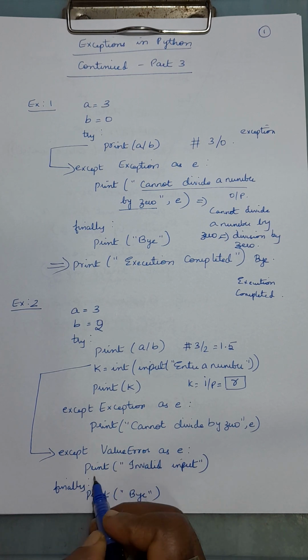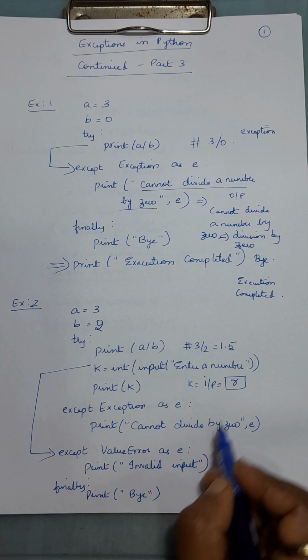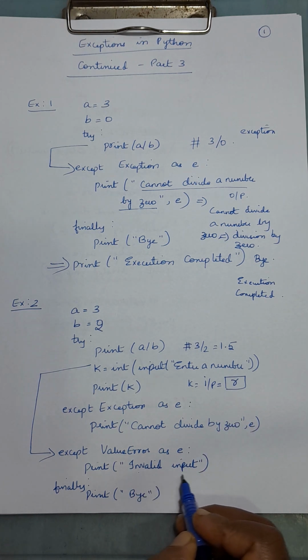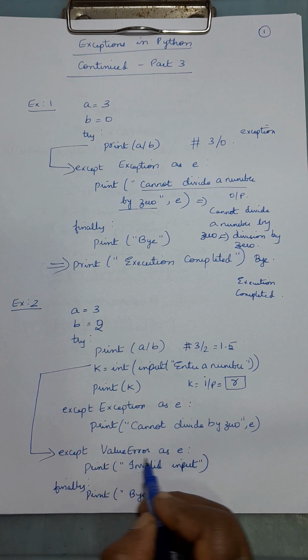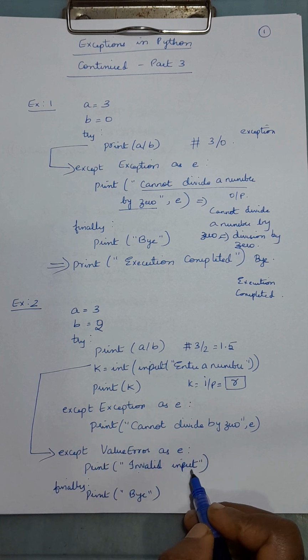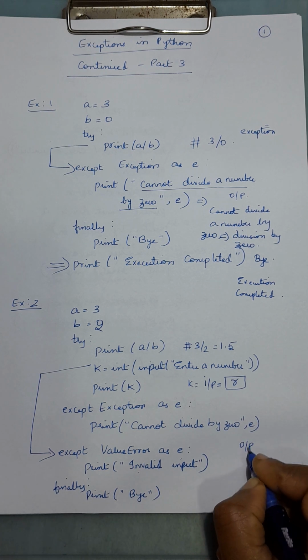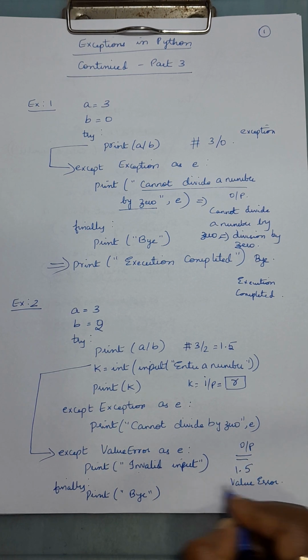So what I have written here: print "invalid input". This is my own sentence. You can write your own sentence. Since it is a value error, instead of an integer, I am reading a string. I am giving input as a string during the runtime. At that time I'll get "invalid input". Fine, it will not move to this exception. It directly comes here to ValueError as E. So "invalid input", finally it prints "bye". Okay, so what is the output I'll get? 1.5 followed by the value error, that is "invalid input".